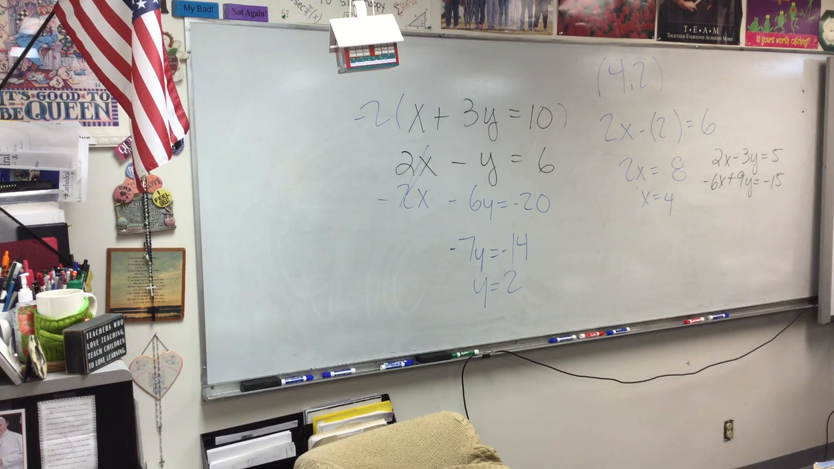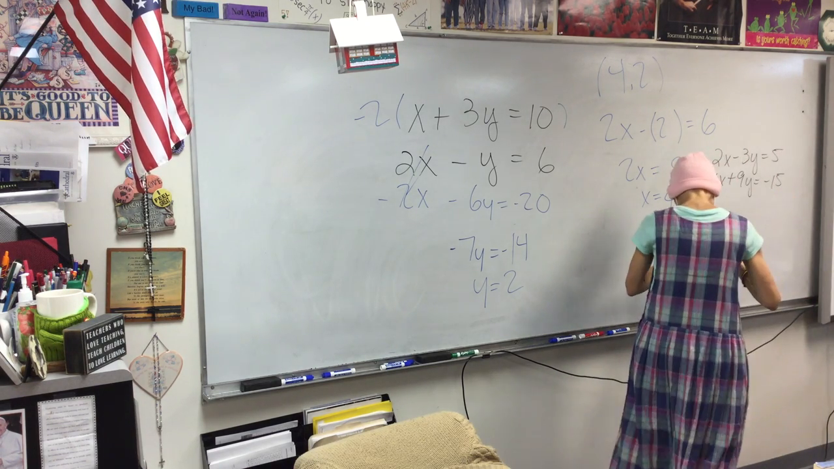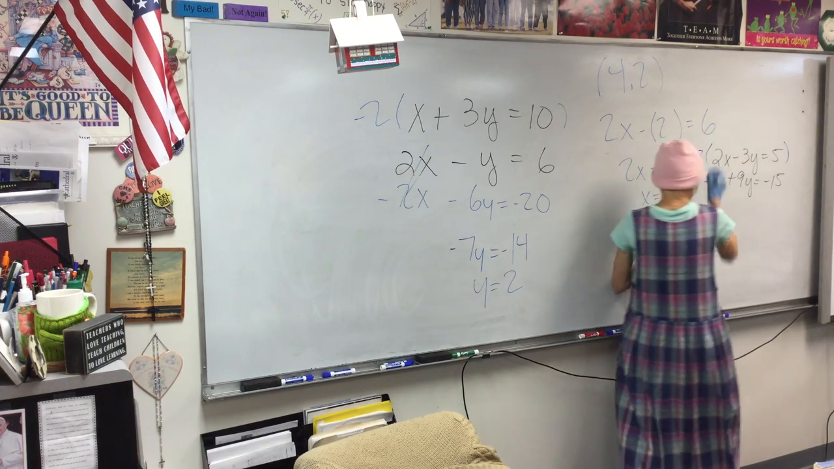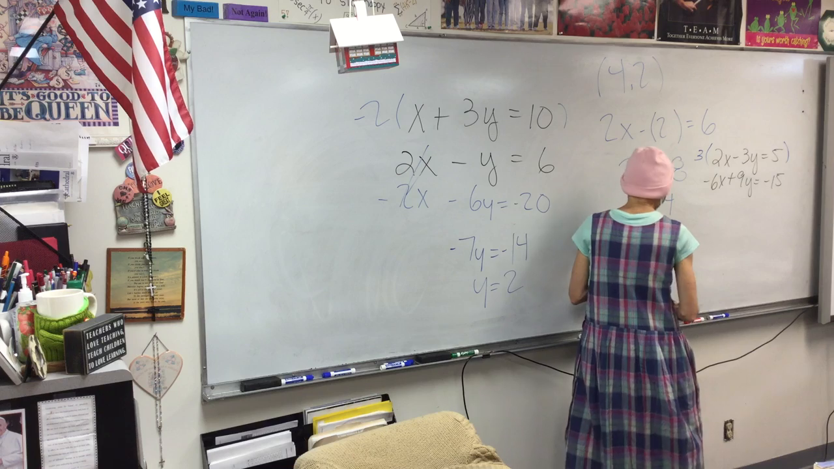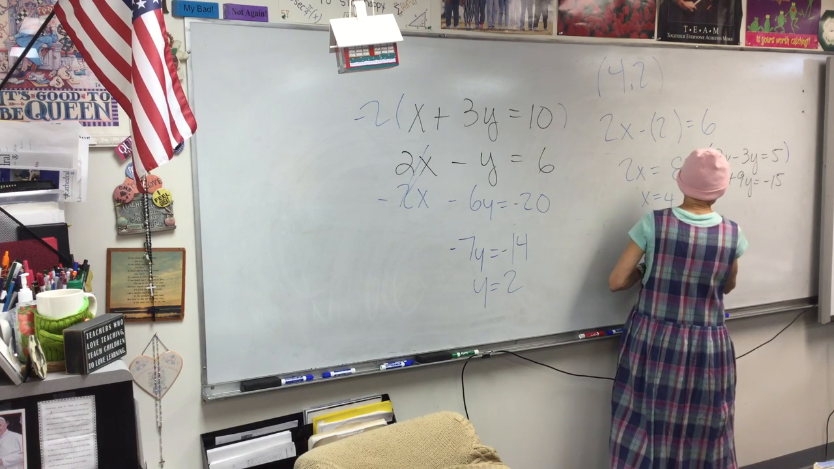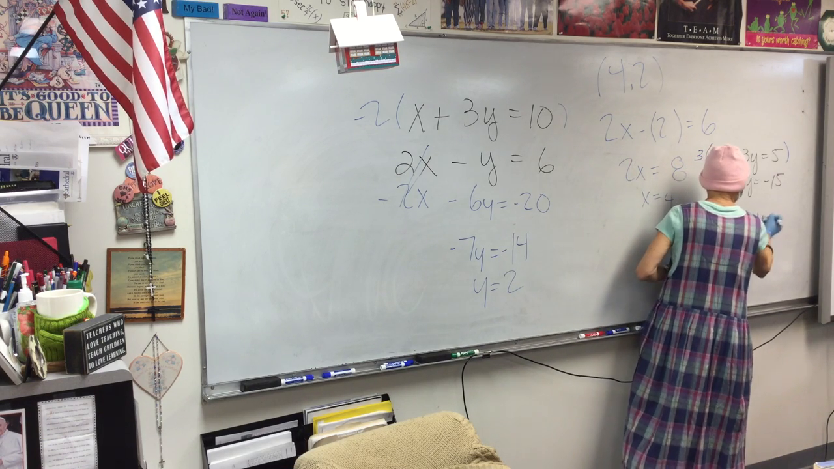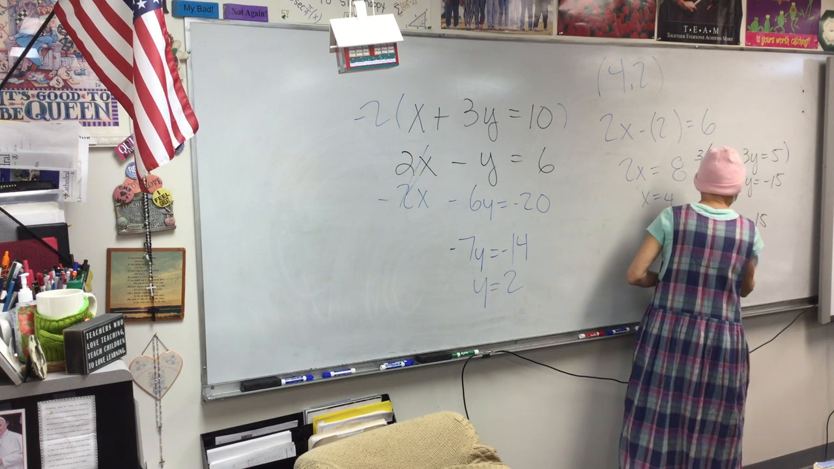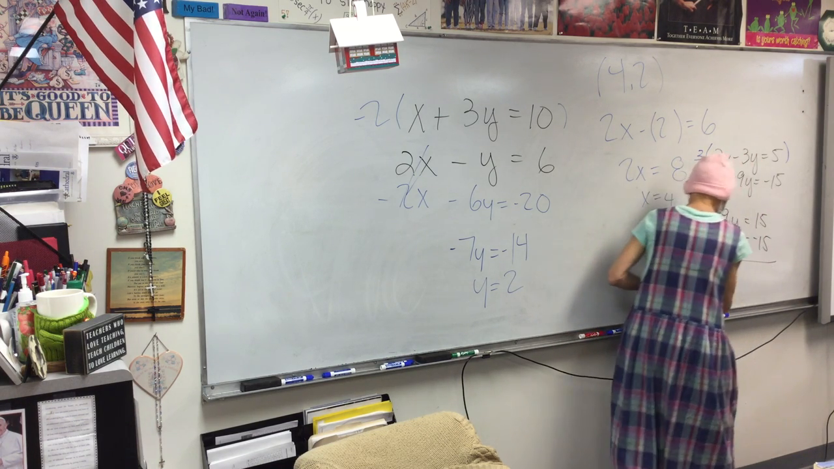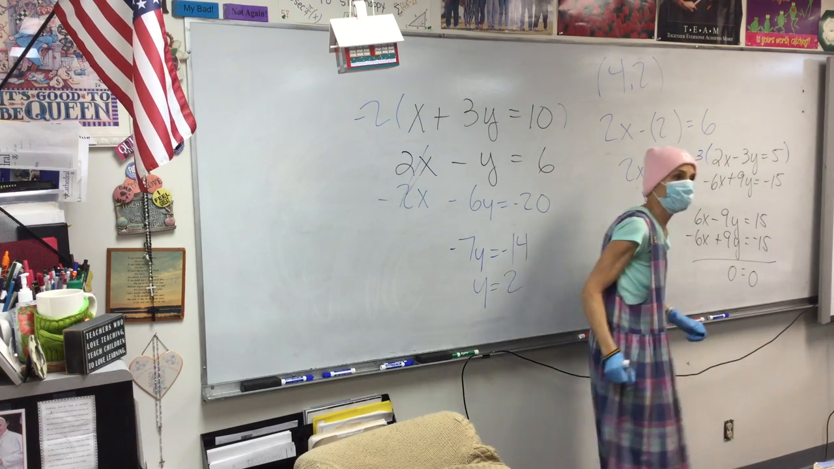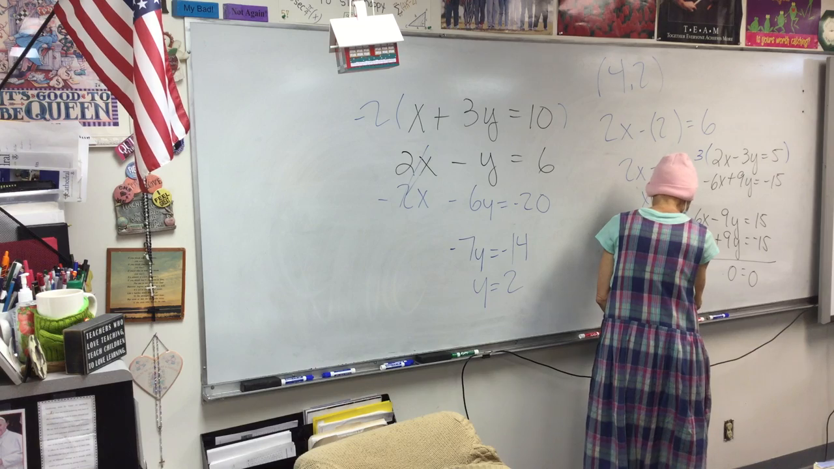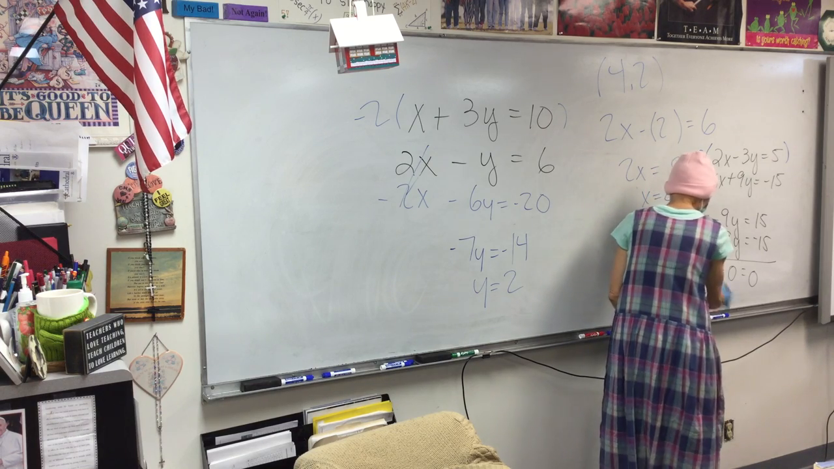And it said use elimination. So did you maybe multiply that top equation by 3? Yeah. Okay, so that gave you 6x minus 9y equals 15. And then negative 6x plus 9y equals negative 15. Yes, indeed. Because you get 0 equals 0. Everything cancels. And so that would be the same line. Yep. Sure enough.